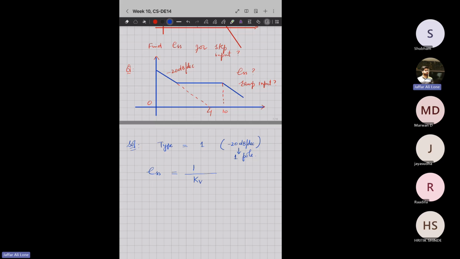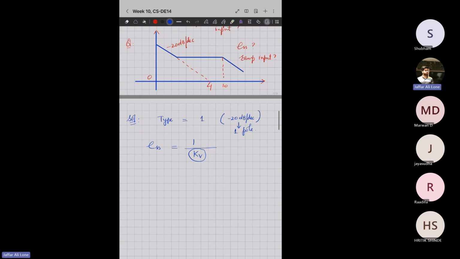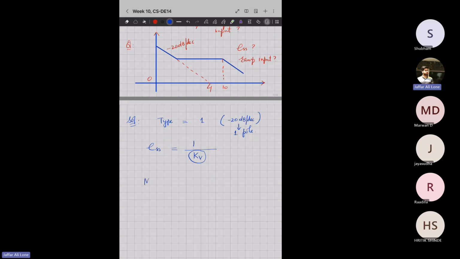So you have to find this Kv. This Kv is actually the value of K that you will find. You already know how to find the value of K: from the initial magnitude. You have the magnitude formula: magnitude in decibels is given by plus or minus 20 r into log of omega, the frequency at which we are calculating the magnitude, plus 20 log of K.